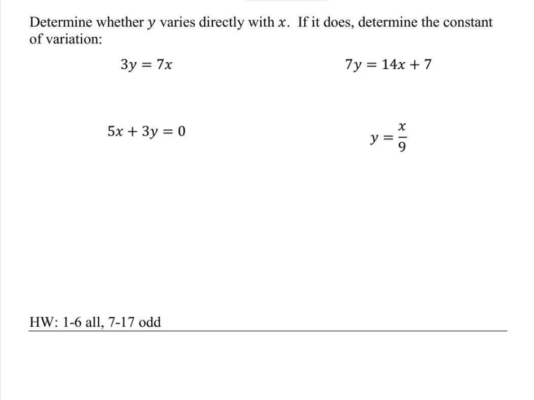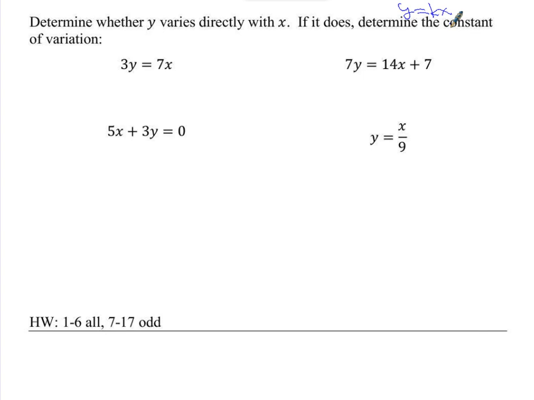So now we're going to look at equations, not tables, and determine whether we have a direct variation situation. Remember that direct variation looks like y equals kx. So if I can get the equation to look like y equals something times x, and that's it, nothing else, then it is direct variation and I can figure out what k is. K will just be the number in front of x, that's it.